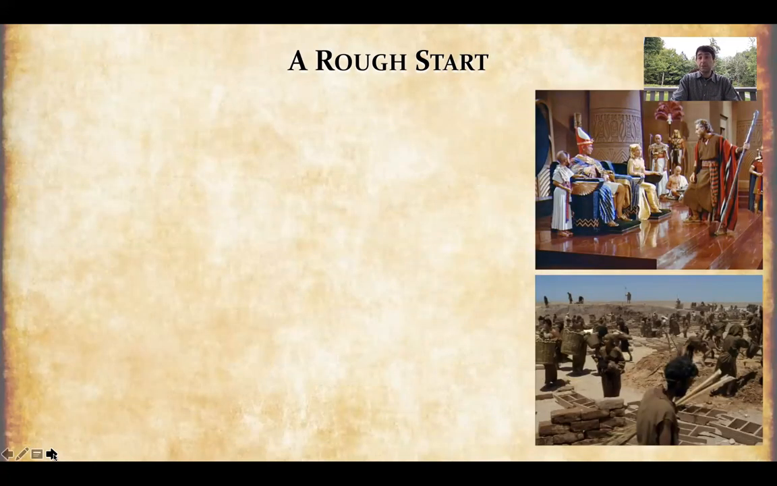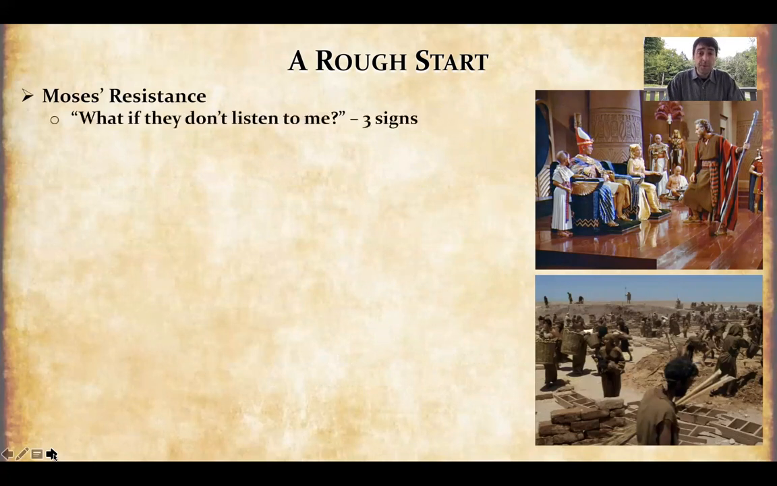Okay, so things get off to a rough start, though. Moses at first doesn't want to do the task God has given him. He says, but what if they don't listen to me? And Moses is given 3 signs, 2 at that very moment, and then 1 to be fulfilled later. First of all, God says, now take your staff and throw it on the ground. And so he does, and it becomes a snake. And God says, okay, now grab it by the tail. Moses does, and it turns back into a staff. So that was the first sign.